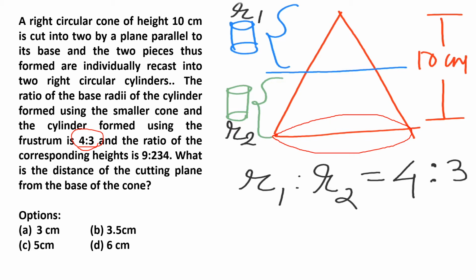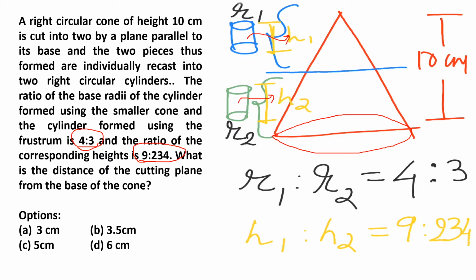These things are very, very important. Once again they say that the ratio of the corresponding heights of the cylinders, that means the height of this cylinder, let's say H1, and the height of this cylinder, let's say H2, H1 is to H2 is equal to 9 is to 234. And this is what is given.